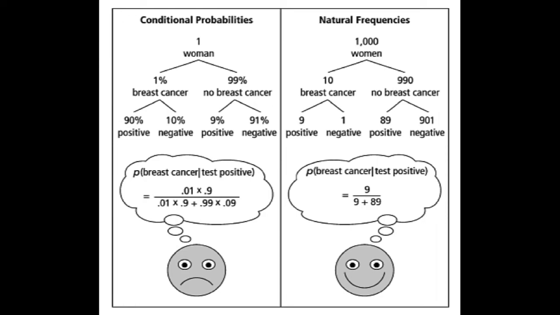Better than talking about fractions of a woman, picture a group of 1,000 women and let the scenario numbers tell you how big the subgroups are. Then the fraction will be 9 over 9 plus 89, or roughly odds of 1/9.